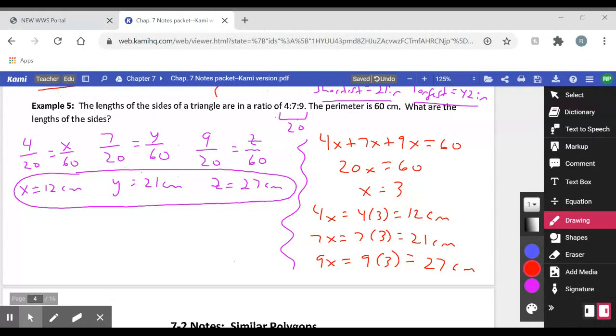So either option works. And again, hopefully that is helpful for section 7.1.